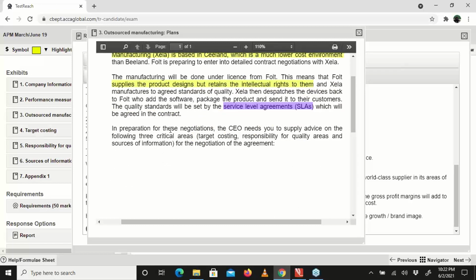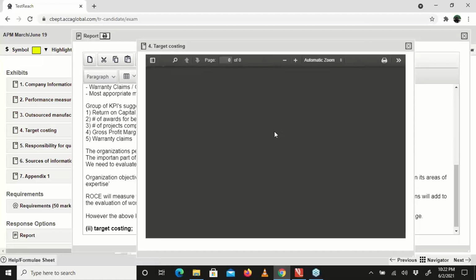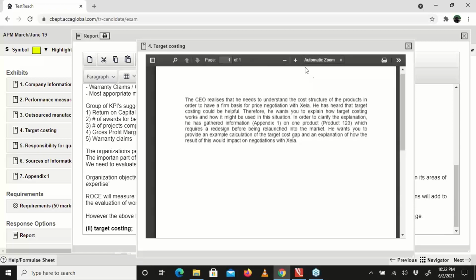In preparation for these negotiations, the Chief Executive Officer needs you to supply advice on the following three critical areas: target costing, responsibility for quality areas and information for the negotiation of the agreement. So that is what the CEO wants us to tell him. Now, what is the first thing with respect to target costing? What is he saying? Let's just read.